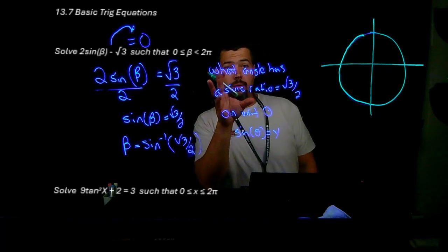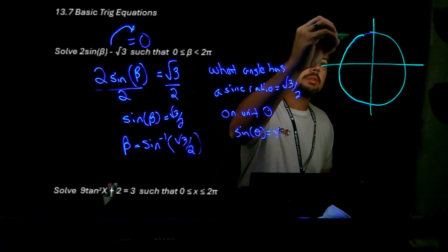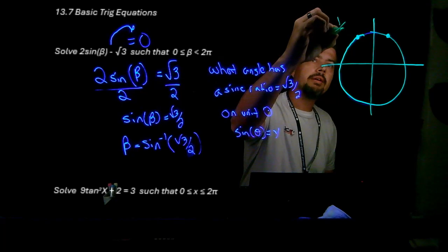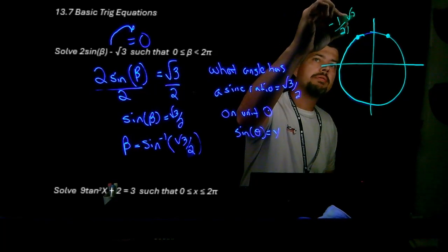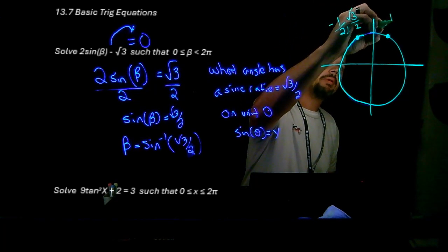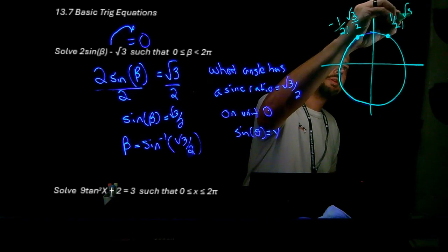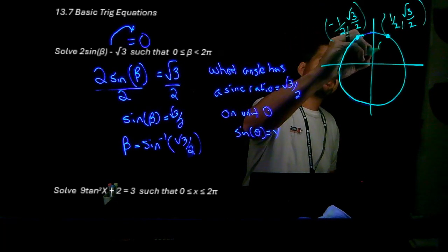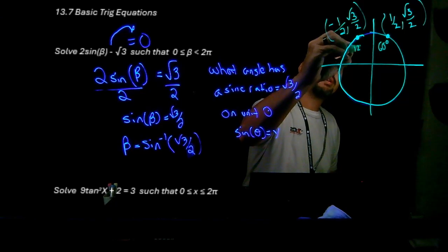Where is the y-coordinate root 3 over 2? It's going to be about right here and about right here. It's going to be at negative 1/2, positive root 3 over 2, and then positive 1/2, positive root 3 over 2. Now, where did that happen on the unit circle? That happened at 60 degrees and 120 degrees.